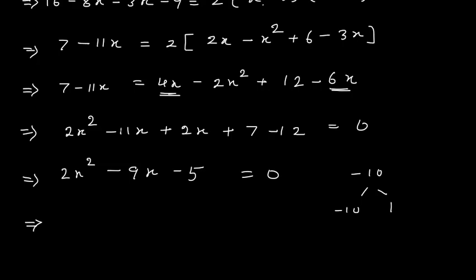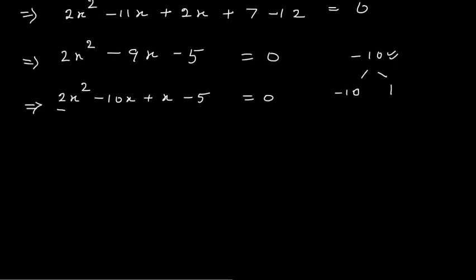So always remember that whenever the middle term is 1 less than this product, and this product has a negative sign, then one term will be this product itself and the other will be 1. Okay. Now I will write this as 2x square minus 10x plus x minus 5 equal to 0.